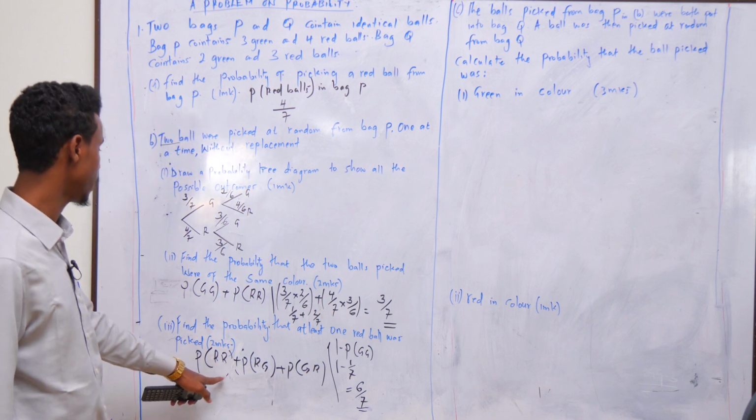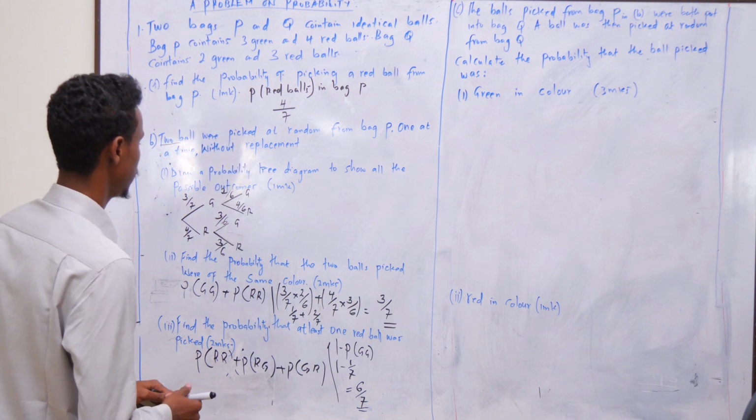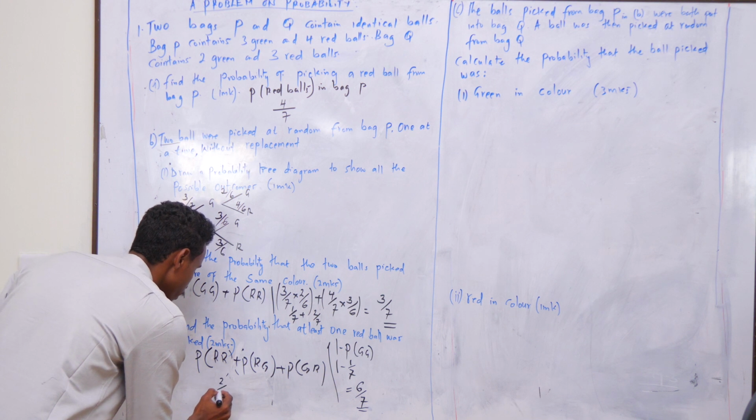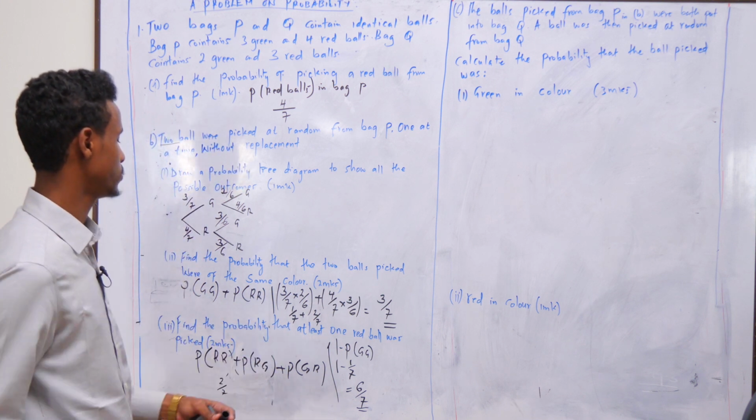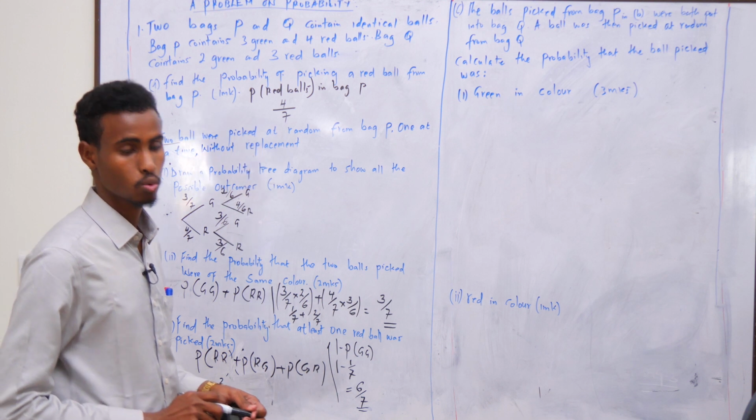If you do the same thing here we are having red, we are having, let's say, 2 over 7, right? You are having 2 over 7. Now when you add the others, you're going to get the same thing, 6 over 7. Now let's not waste time there.